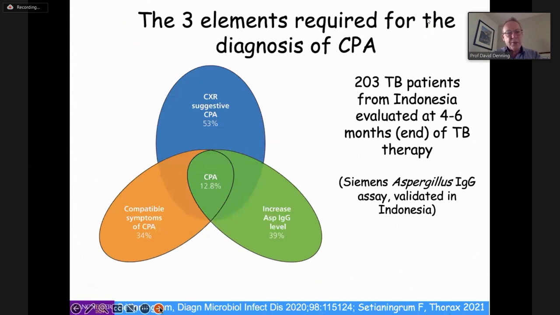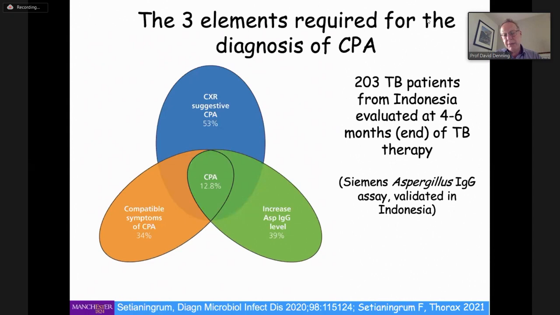So there are basically 3 elements to diagnosis. There is a chest x-ray that is suggestive of CPA. If you have a normal chest x-ray, that excludes the diagnosis of CPA. You have compatible symptoms, which typically have been present for 3 months or longer, sometimes for years. And I'll talk about what those symptoms are. And then you have, in most patients, a raised Aspergillus IgG. So this was the old precipitins assay introduced in the early 1960s, and now with ELISA and other formats. And the combination of those 3 things leads you to a diagnosis of CPA.